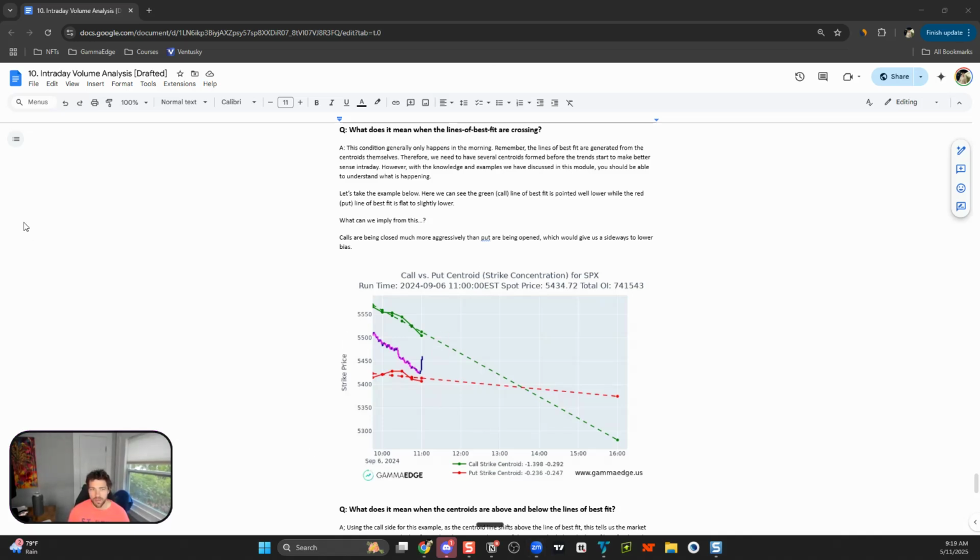Looking at the centroids and how those are informing the line of best fit, just look how much more aggressively lower the call centroid is relative to the more modestly flat put centroid. That tells us likely calls are being closed a lot more aggressively than puts are being opened. So right now in this example, sideways-to-lower price action is what we should be expecting.